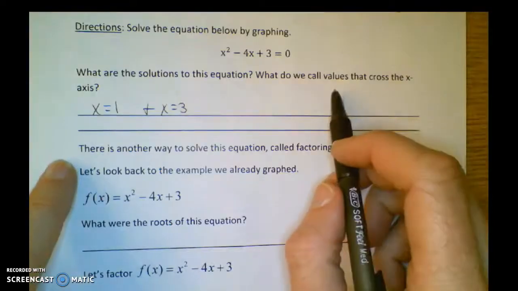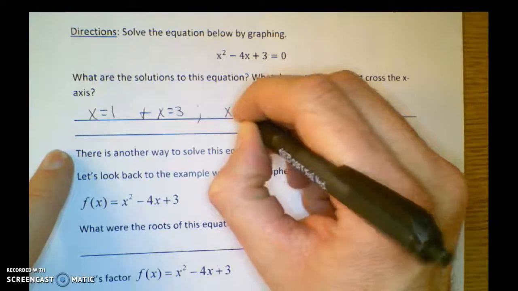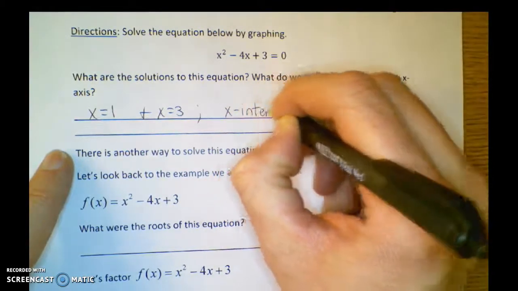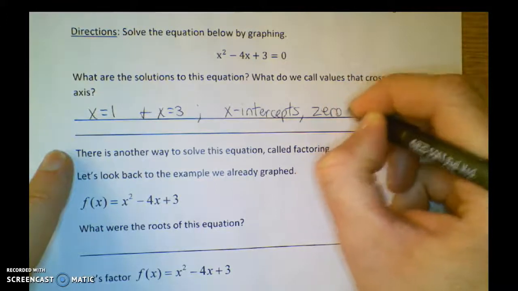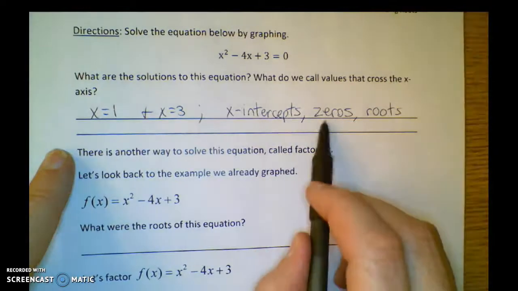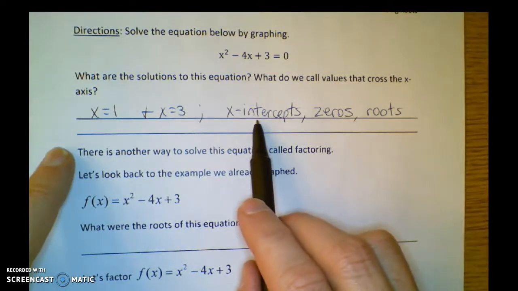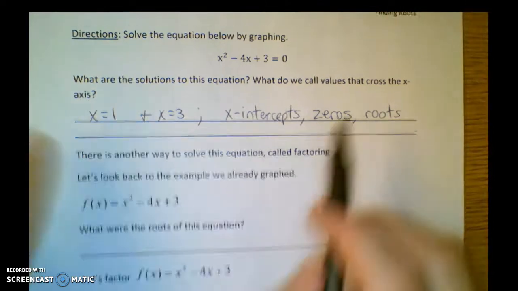What do we call the values that cross the x-axis? Well, we've used a couple different words. These are called the x-intercepts. We've also called them zeros. And today we're going to use a new word called roots. So any of these words mean the same thing. The x-intercepts are where they cross the x-axis. That is what the zeros are, and that is also what the roots are.